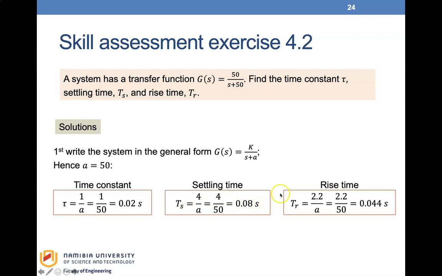And then our rise time, T_r, is 2.2 over a, which is 2.2 over 50, which is equal to 0.044 seconds. So you can see that a plays a very crucial role in the specification of a first order system. Once you can find your a, you can give the specification of your system. In case you are doing a design, you can then manipulate whatever variables affect your a in order to achieve a certain rise time or a certain settling time or a certain time constant.